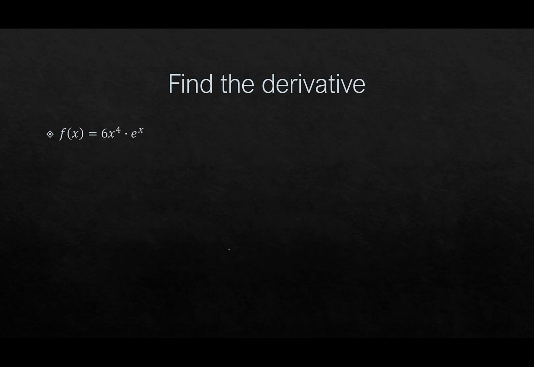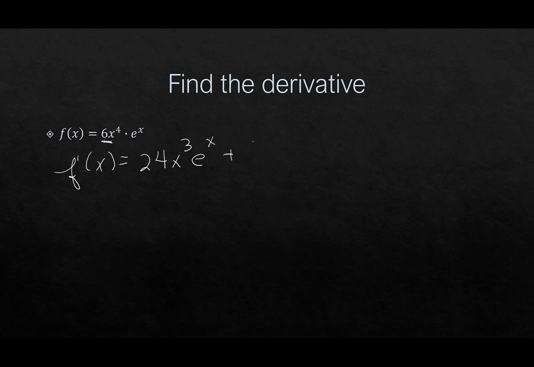Let's try f of x is 6x to the 4th times e to the x. Again, I have two factors that can't be combined any other way, so when I go to take the derivative, I'm going to do a piece at a time. So I'm going to start with 6x to the 4th. The derivative is 24x cubed. E to the x stays the same.